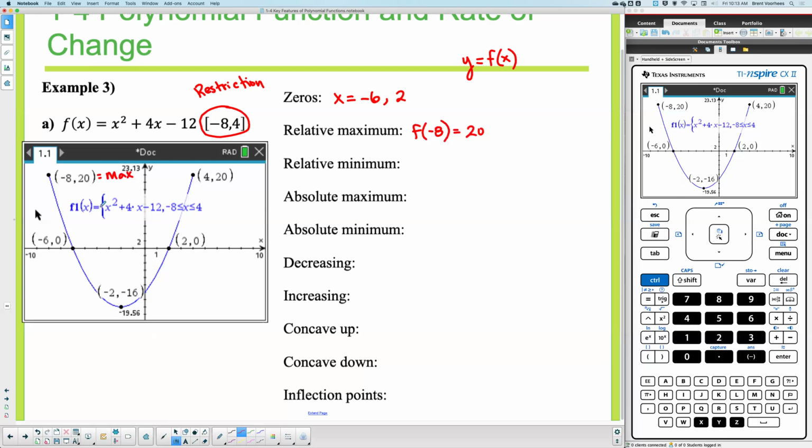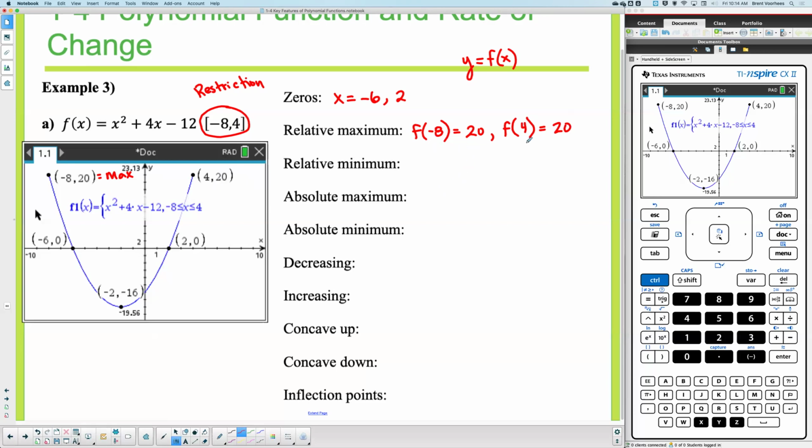Are we tracking with me so far? Now I have a second maximum. So you could do a comma and write this one in. F of, what's my x value? 4, and that's equal to 20.